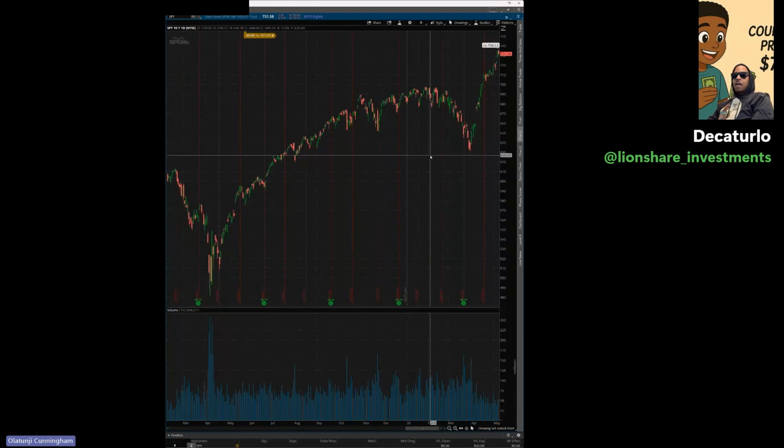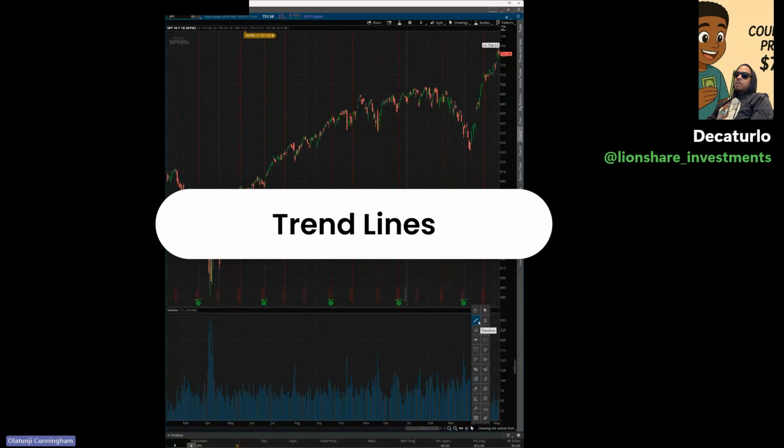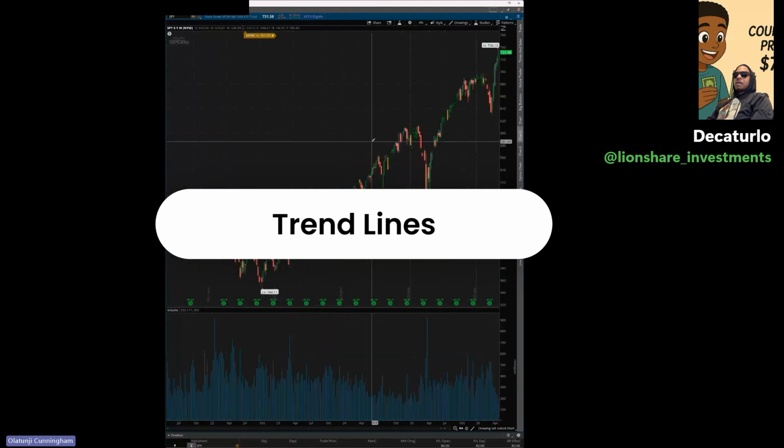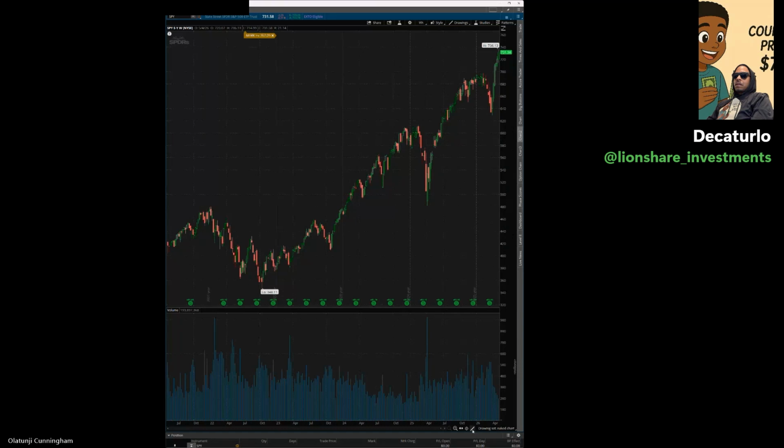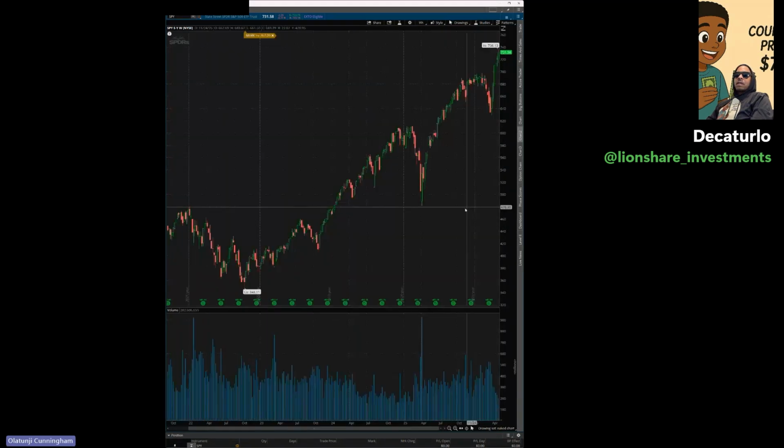Now I'm gonna show you what I call diagonal support and resistance, but people call them trend lines. So what you want to do is basically, is this the best stock to do it? Well, we're gonna do it anyway. You can do it on any stock. Some stocks have a better trend than others. What you do basically is this.